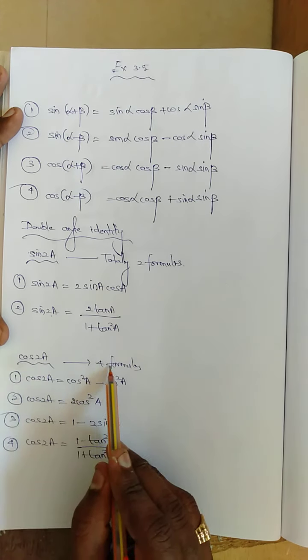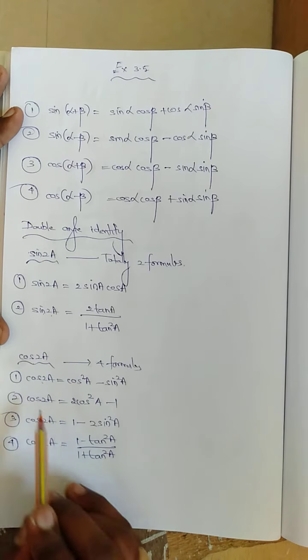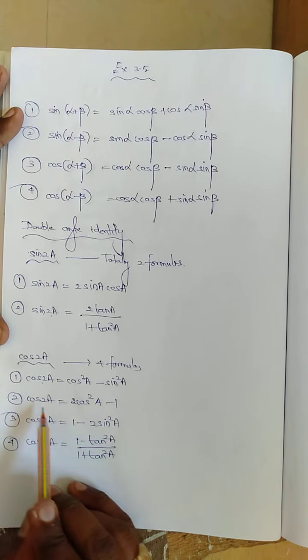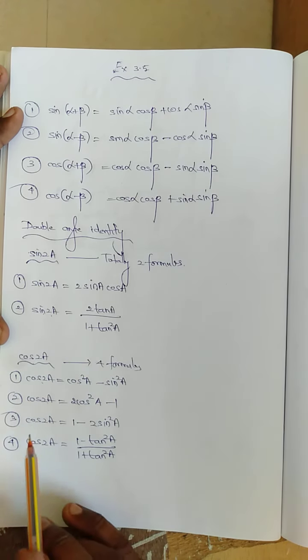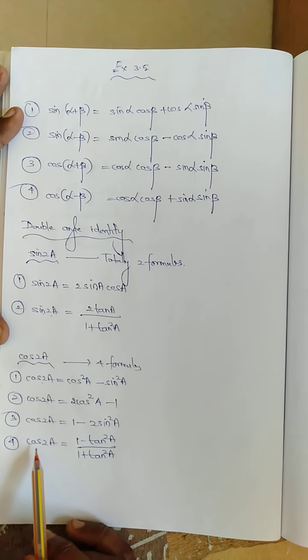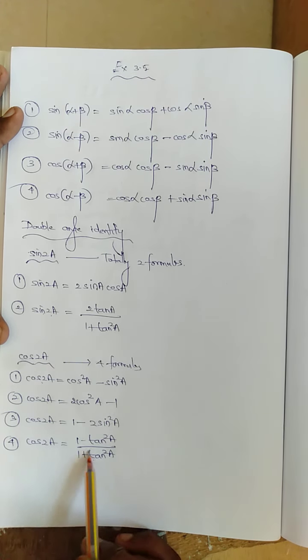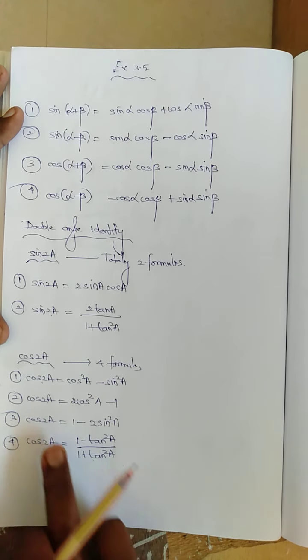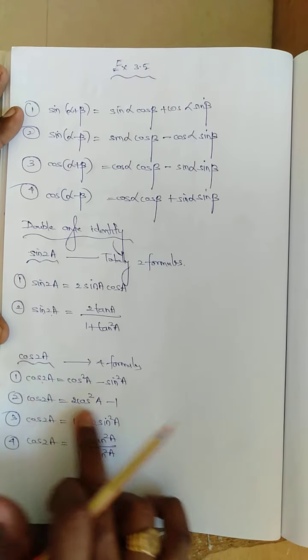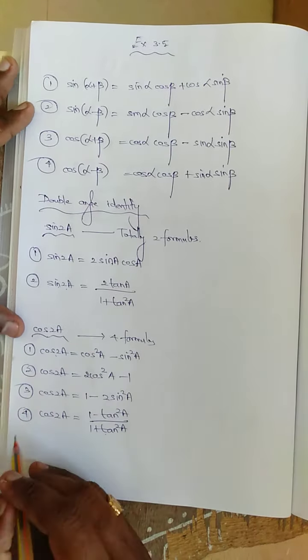For cos 2a, we have totally 4 formulas. Cos 2a is equal to cos square a minus sine square a, in the form of cos and sine. Cos 2a is 2 cos square a minus 1, in the form of cos alone. Cos 2a is equal to 1 minus 2 sine square a, in the form of sine. Cos 2a is equal to 1 minus tan square a by 1 plus tan square a, in the form of tan. So cos 2a has totally 4 formulas.